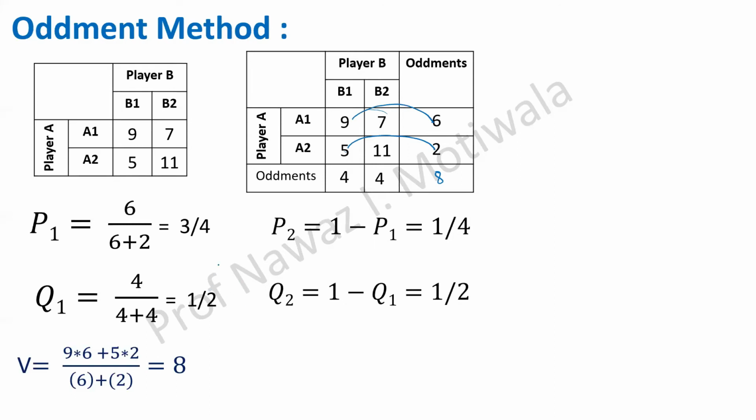What can the second one be? We will assume that B1 is not being played. Okay, now we assume that only B2 will be played. So what will be the answer? It will be 7 into 6 plus 11 into 2, because we are now using the B2 strategy. 7 into 6 plus 11 into 2 divided by the total number of games, 8. So again you will get 64 by 8. Answer will be 8 only. Yes or no? Yes, sir.